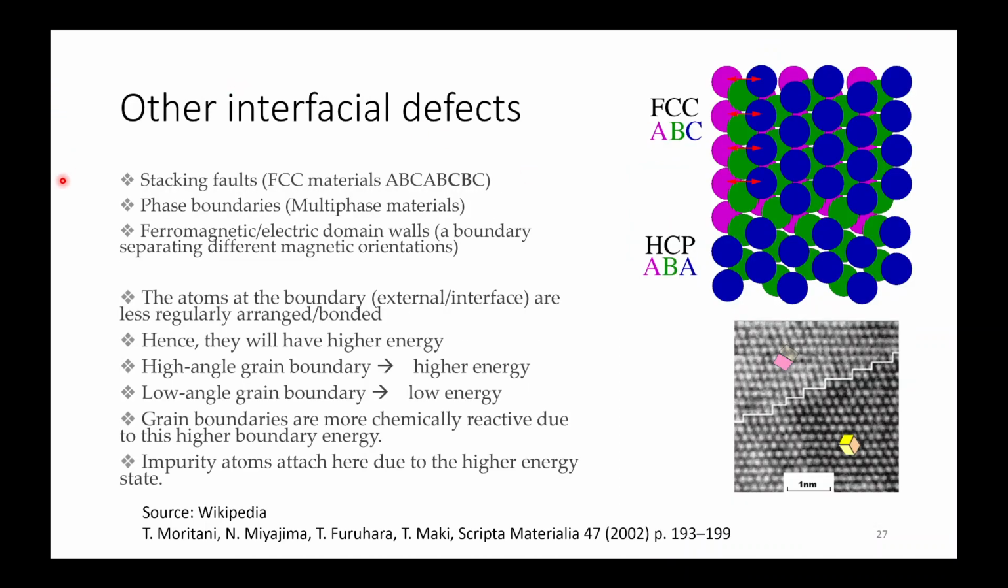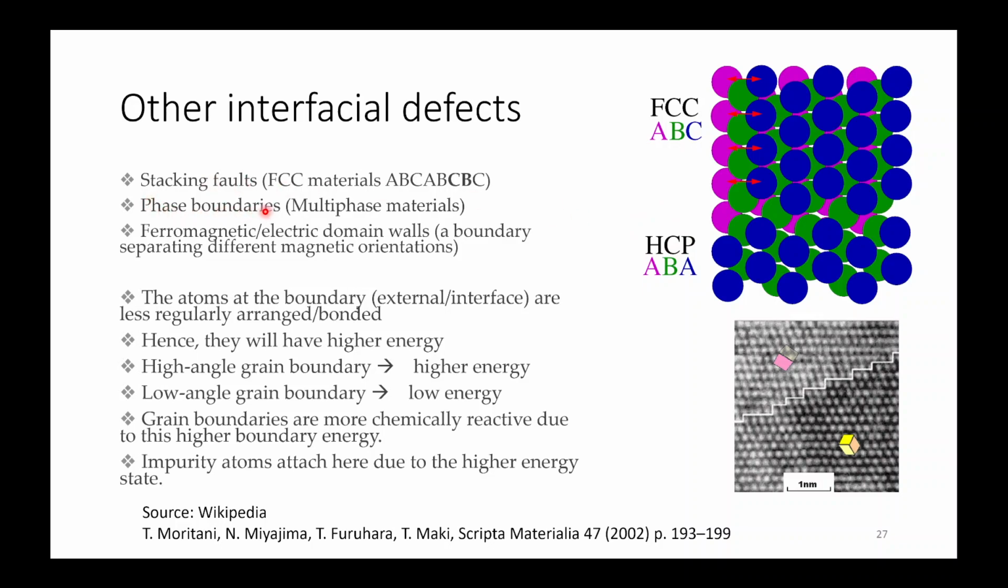Other interfacial defects include stacking faults, in which case, as we saw earlier, in FCC there is an ABC type of stacking sequence. In some areas a layer will be missing, which might lead to the formation of a stacking sequence such as ABC, AB, CB. This type of fault will lead to the formation of an HCP type of stacking sequence, or if there is an HCP type of structure, then there can be formation of an FCC type of stacking sequence.